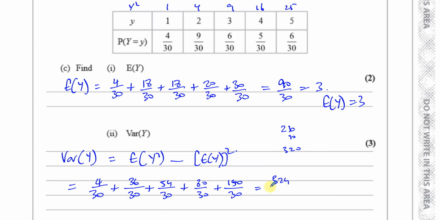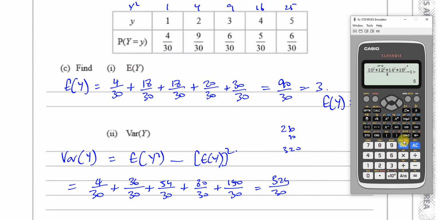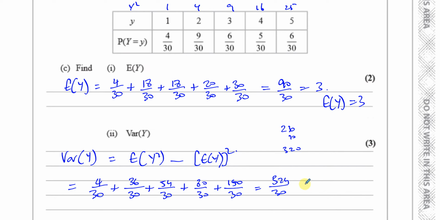So 324 over 30. Let me just make sure I didn't make a silly mistake there. I have 4 plus 36 plus 54 plus 80. That's right, 50 plus 30, 80, plus 6 times 25, 150. That gives me 324 divided by 30, which gives me 54 over 5. 54 over 5 is the variance of... I haven't finished yet. Sorry, I've got to take away from this 9.